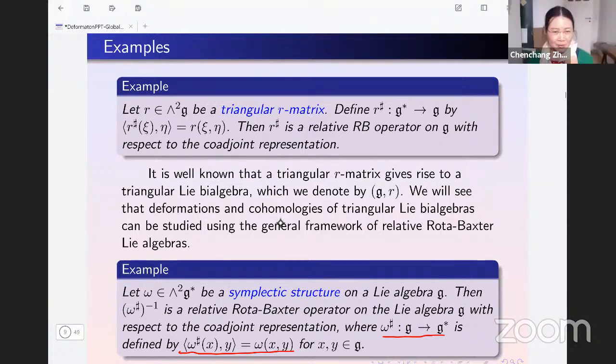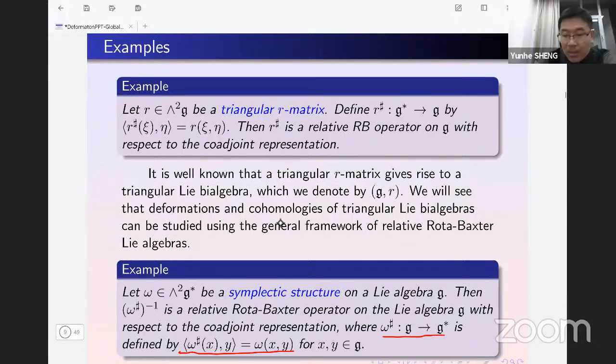Like another way to describe a solution of the Yang-Baxter equation. Yeah. Okay, great.